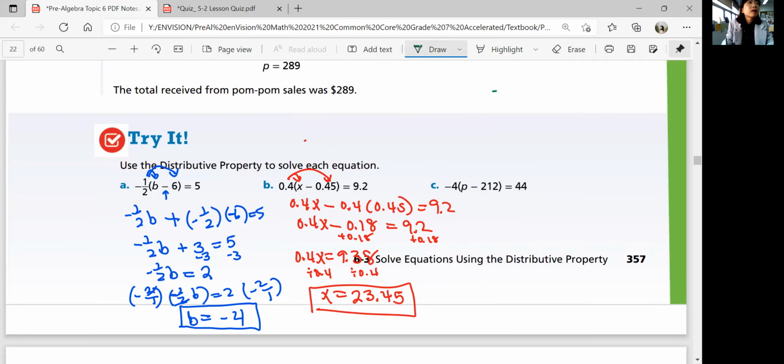The last one, part C. You're distributing -4 out. So -4p minus -4 times 212 equals 44. Notice you can also do plus -4 times -212. It's going to be the same thing. So -4p plus 848 is equal to 44. And so you subtract 848 on both sides.